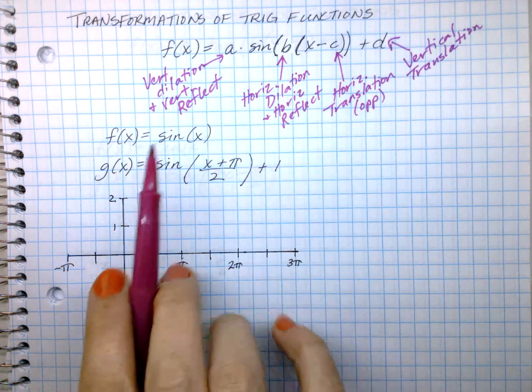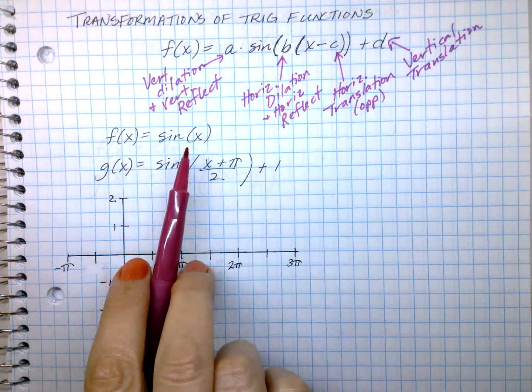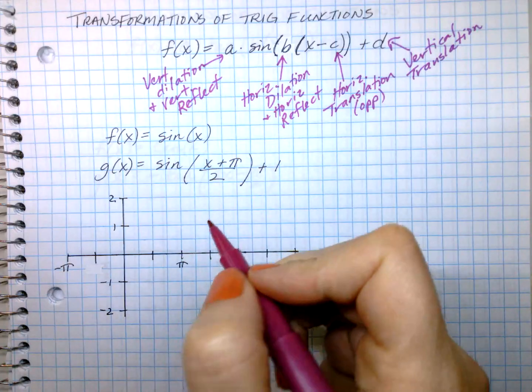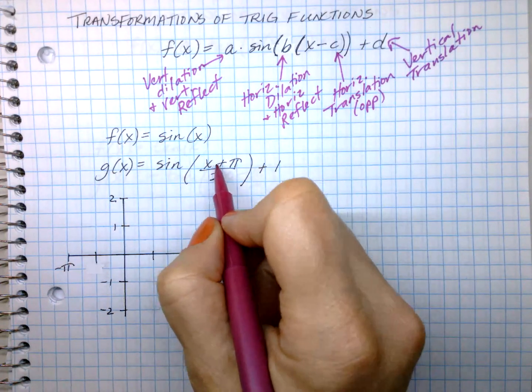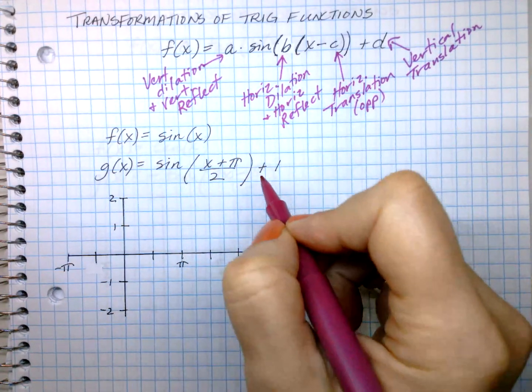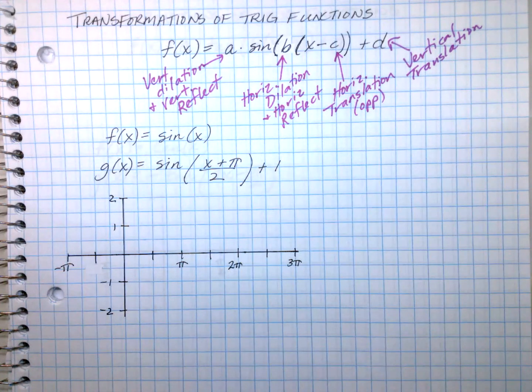And let's specifically look at a transformation of the sine of x. So we start out with our parent function, f of x equals sine of x. And then what we're going to do is have x plus pi divided by 2, all of that quantity inside the sine, and then a plus 1 sitting around out back. Let's see what that does to the properties of the parent function.